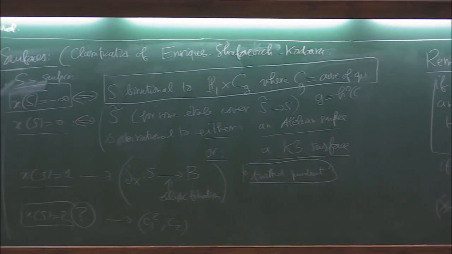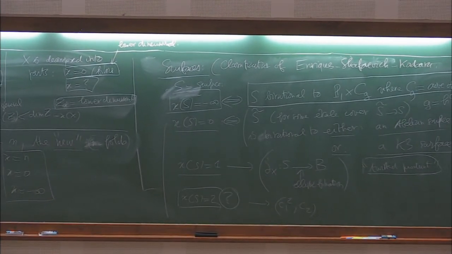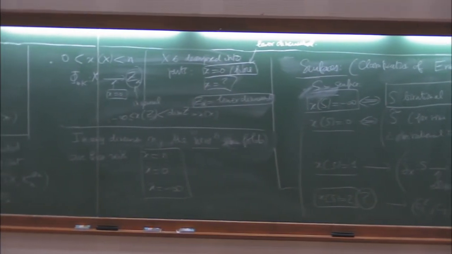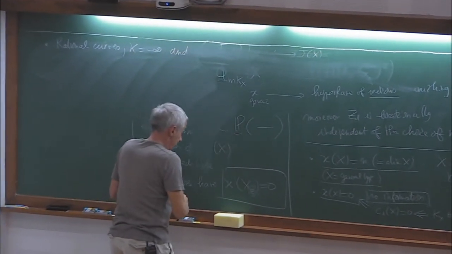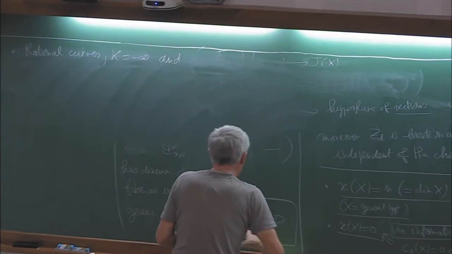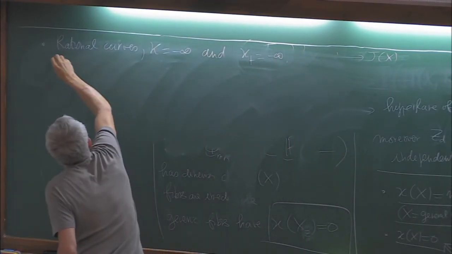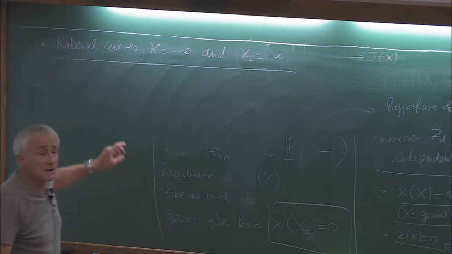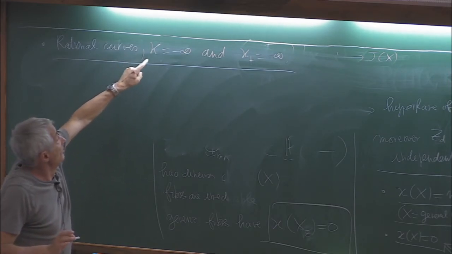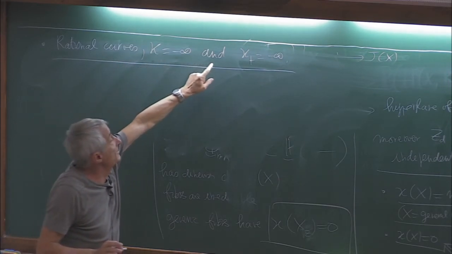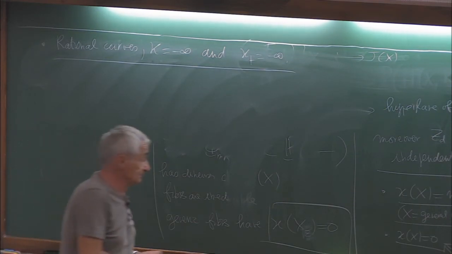So now, precisely, we shall look at rational curves, kappa is minus infinity, and kappa plus is minus infinity. In other words, we shall interpret, at least conjecturally in general, the conditions kappa is minus infinity and kappa plus is minus infinity in terms of rational curves.